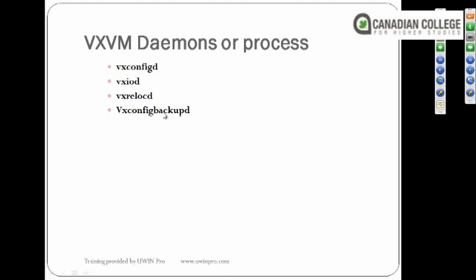This is for backup. I can back up my VX configuration, whatever configuration I have in the Veritas, right? I can back up also if I want. For that you use this. Anyway, this is just a basic introduction, right? But we'll talk about these things later.